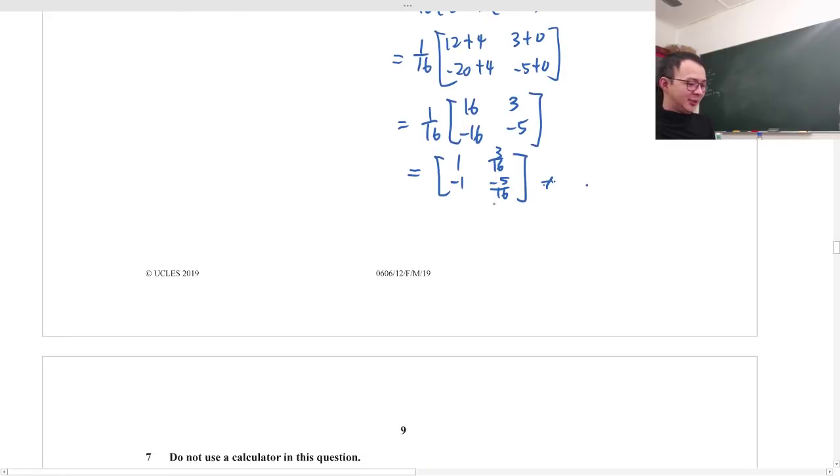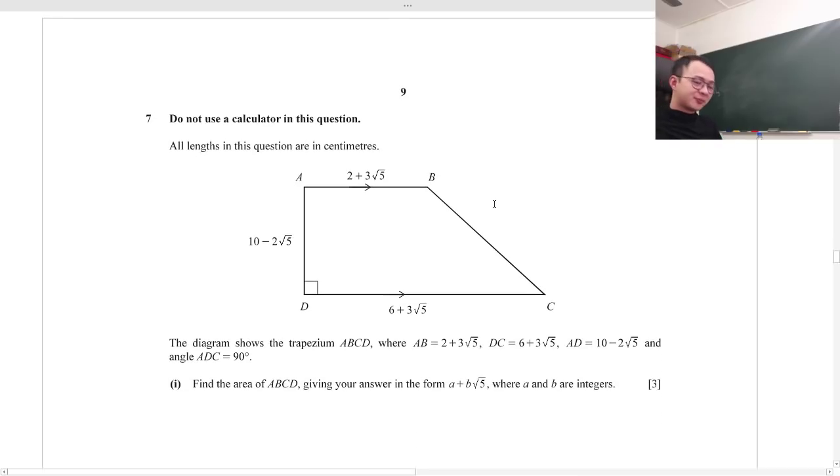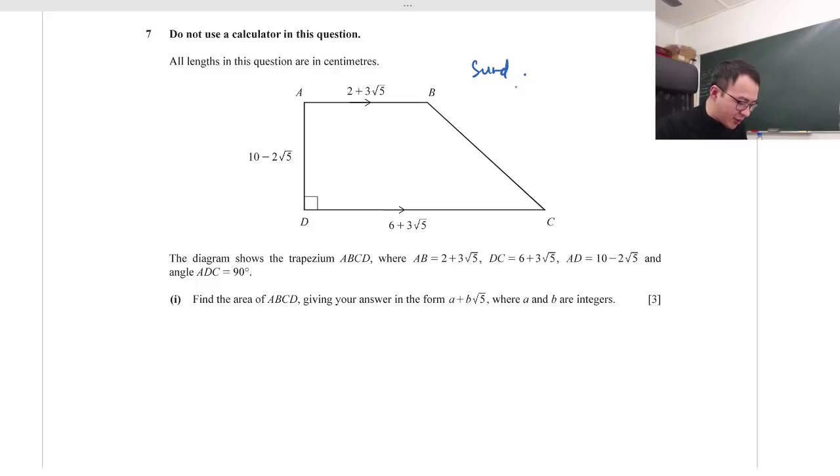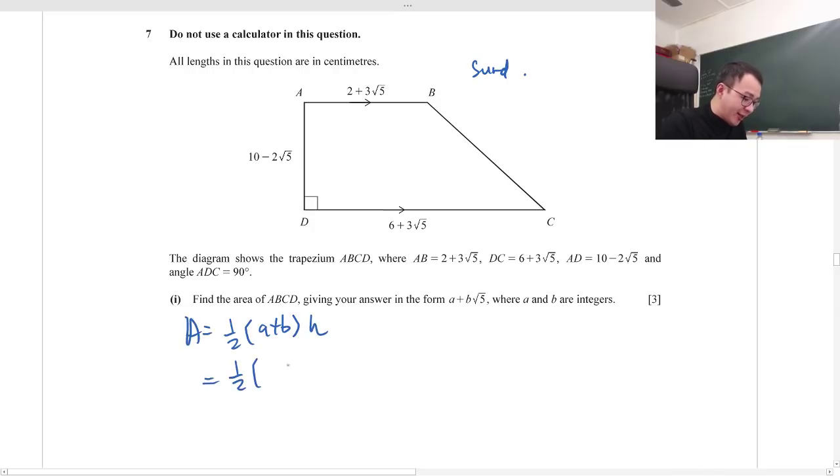Alright, so okay, question 7. Find the area of ABCD. You are given your answer in that form. Alright, so the area is half times (a plus b) multiplied by height. This is the area of a trapezium. So my a is 2 plus 3 root 5. My b is 6 plus 3 root 5. And my height will be 10 minus 2 root 5.